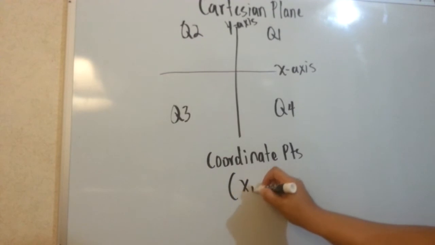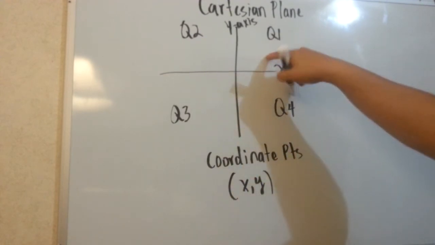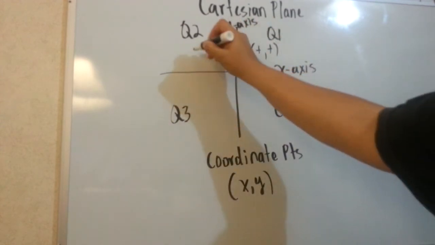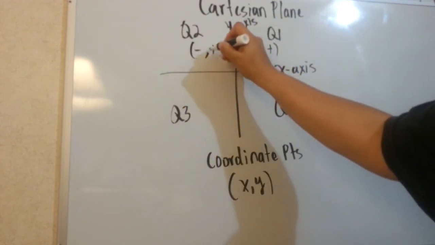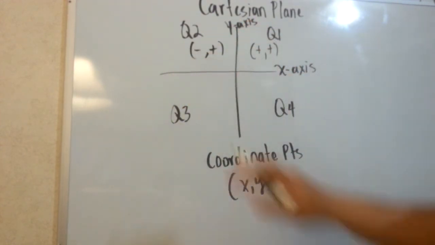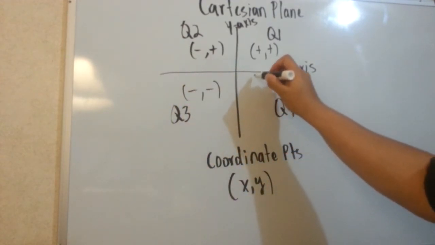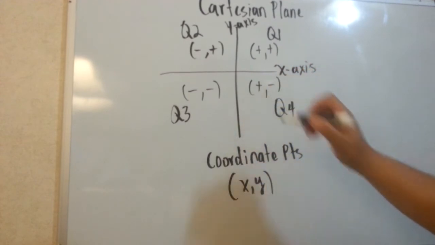And that's your x and your y. And in this quadrant, both the x and the y are positive. Over here the x is negative, but the y is positive. They are both negative here. And here the x is positive, but the y is negative. Okay?